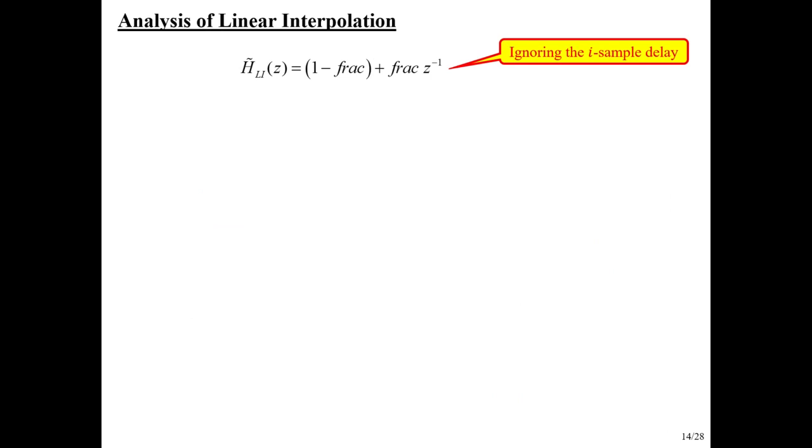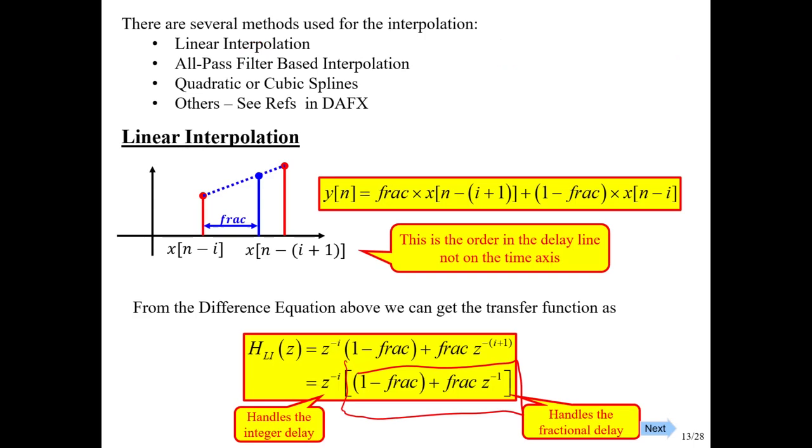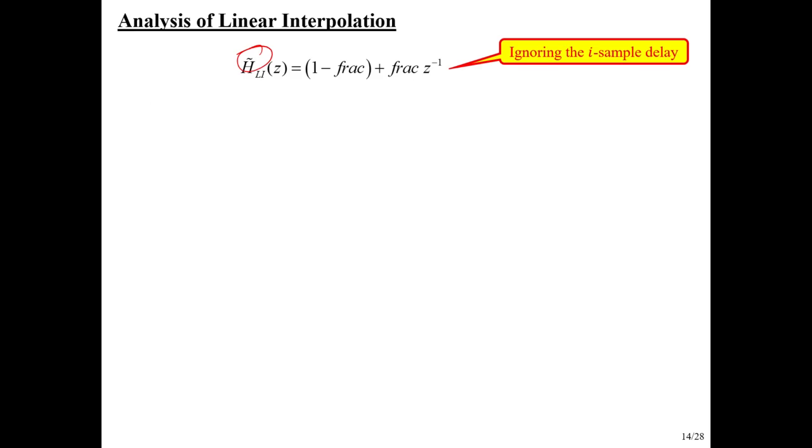And so now I've just extracted that part out, and I put a tilde on it so that we can keep track that it's a little bit different than this thing that has the I integer delay part. Okay, this is the thing that's going to impart some frequency response to the signal. So let's look at that. We can analyze that, find the frequency response, and look at it.